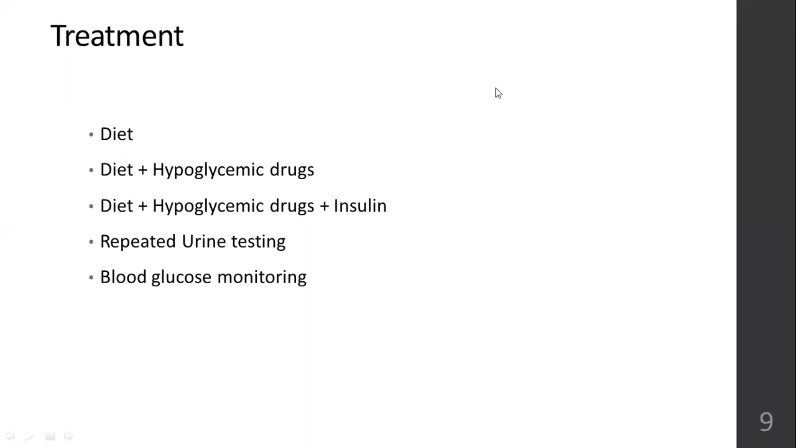In extreme cases, people who have been suffering from diabetes for the past 20, 25 years, slowly the pancreas will give up producing insulin. So they will have to use insulin as well. But if your pancreas is functioning fine, producing enough quantity of insulin, you just require a hypoglycemic drug. Repeated urine testing and glucose monitoring have to be done. These are the main areas of treatment.